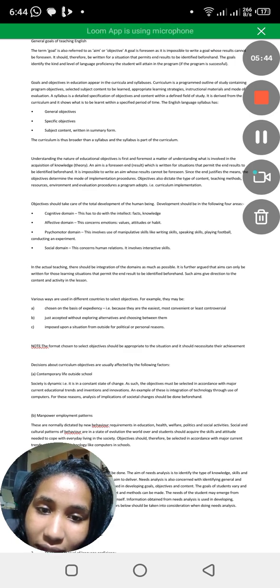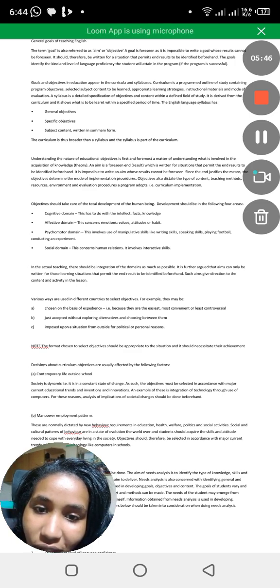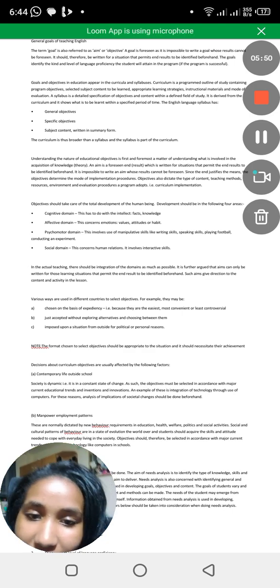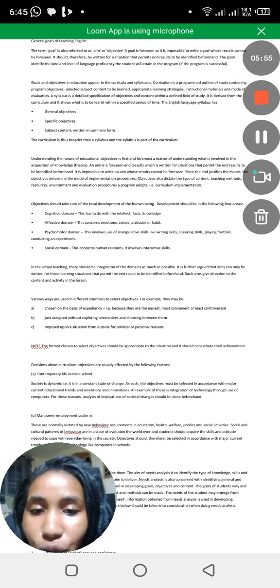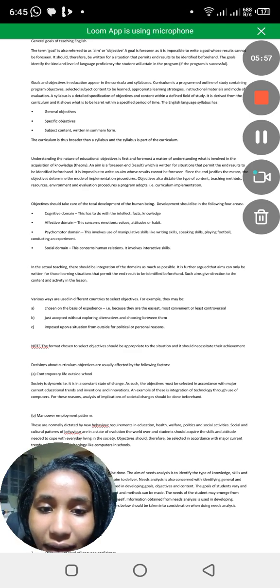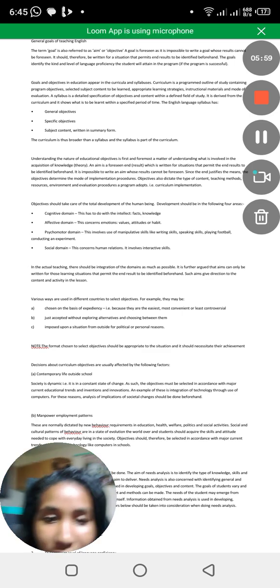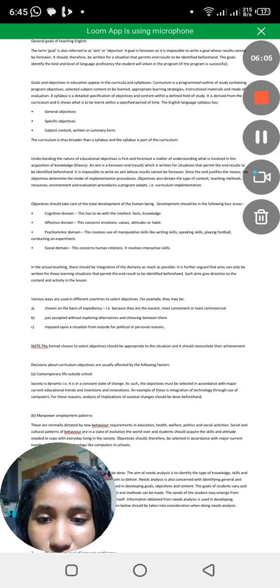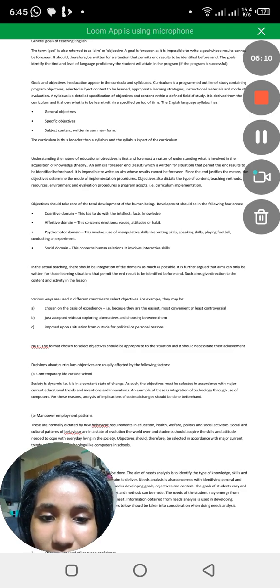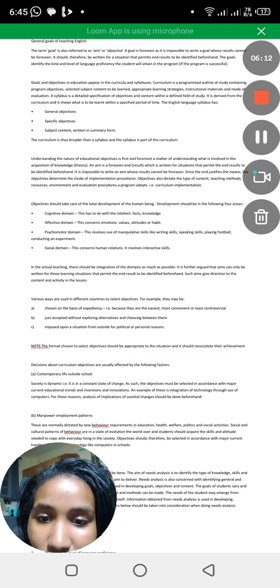It is further argued that aims can only be written for those learning situations that permit end results to be identified beforehand. Such aims give direction to the content and activity in the lesson. Various ways are used in different countries to select objectives. For example, the objectives can be choices of expediency, because they are the easiest, most convenient, or least controversial.